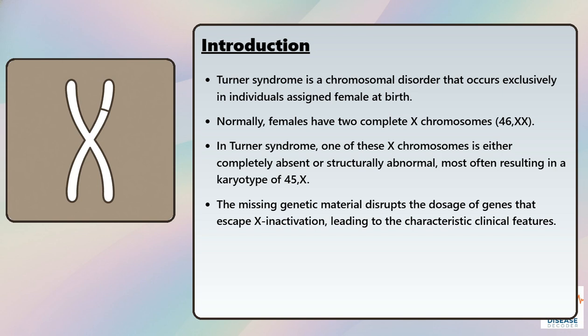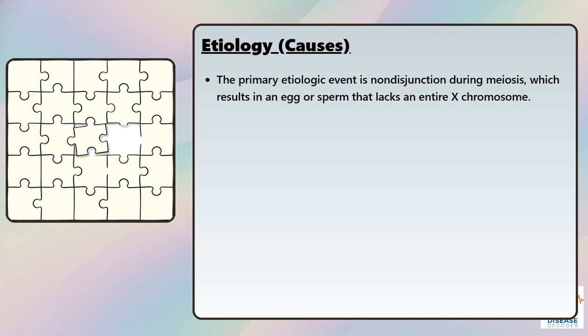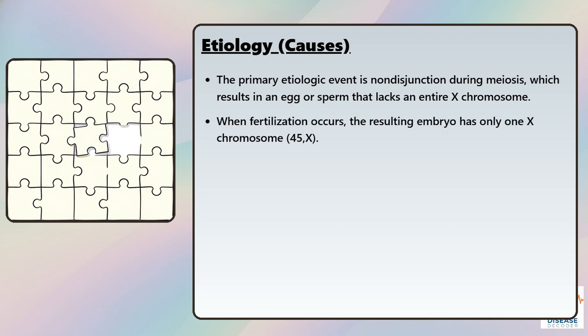clinical features. Think of the genome as a library of instruction manuals. When one manual is missing pages, the body cannot follow certain instructions correctly, which manifests as the phenotype of Turner syndrome. The primary etiologic event is nondisjunction during meiosis, which results in an egg or sperm that lacks an entire X chromosome. When fertilization occurs, the resulting embryo has only one X chromosome, 45X.